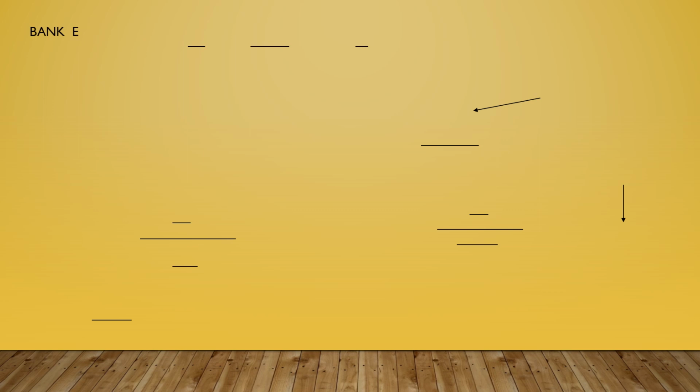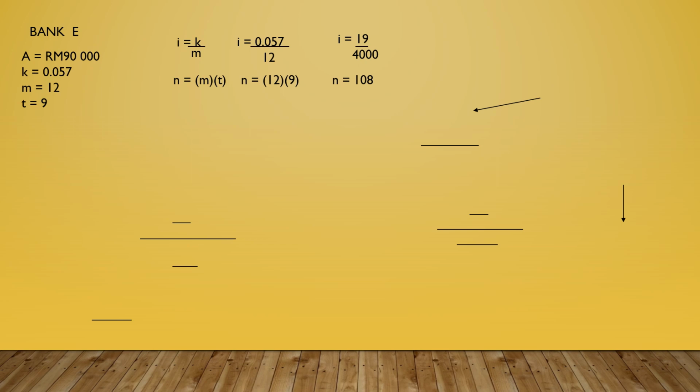Next is Bank E. Bank E offers the principal 90,000 and K 0.057, the monthly installment is 12 and the term is 9. Then to find I, we use the formula I equals K over M, and we got I is 19 over 4,000. Then to find the number of periods, M times T, and we got N, the number of periods, is 108.